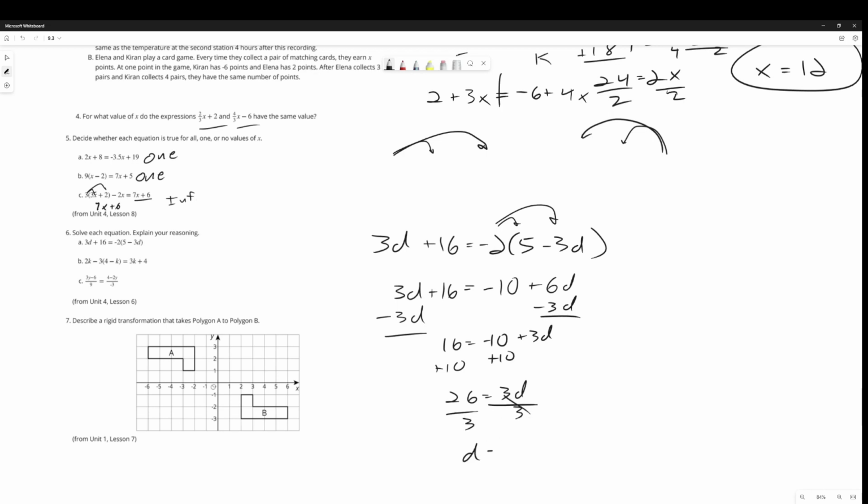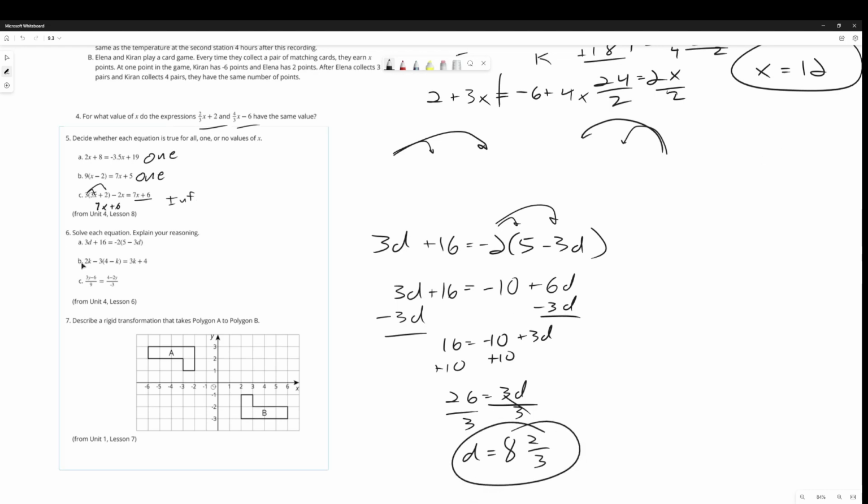I'm going to get d equals, 3 goes into 26, what, 4, I almost said 4 times. It goes in 8 times, and I'm going to have 2 left over. 8 and 2/3 for letter A.